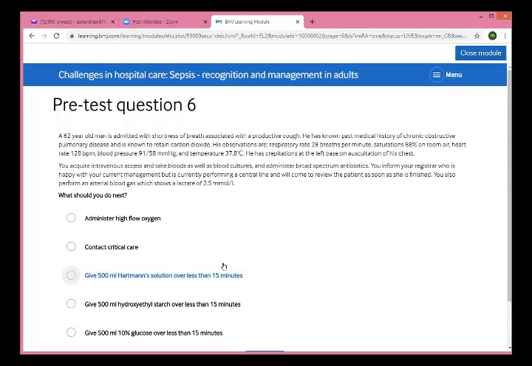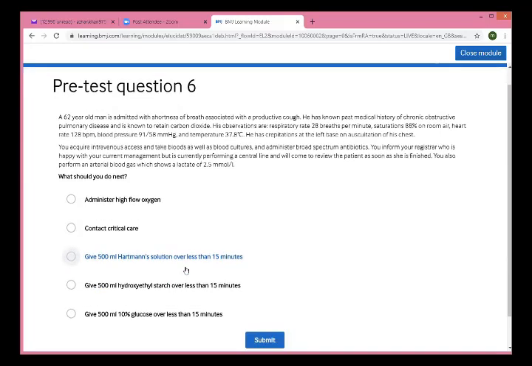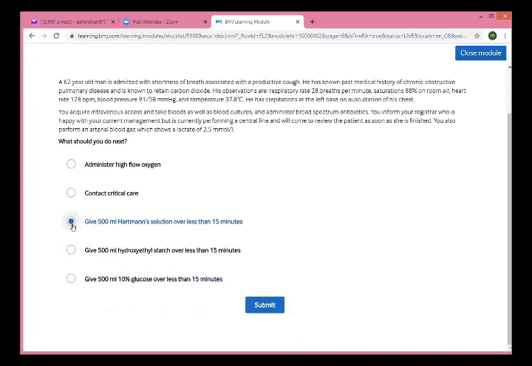So you take the blood cultures, you administer antibiotics straight away, you're informing the registrar who is happy with your current management and is currently performing the central line. You also perform an ABG and serum lactate was high as well. What do you do next? So you give Hartmann's over less than 15 minutes. So give a stat Hartmann's of 500 mL. So give a bolus, a fluid challenge.